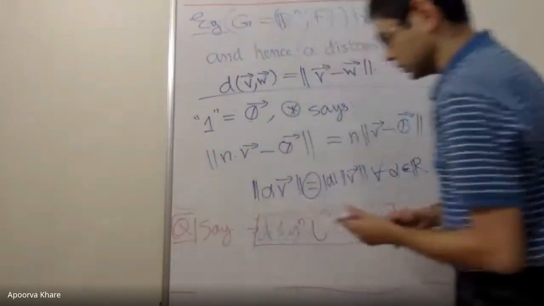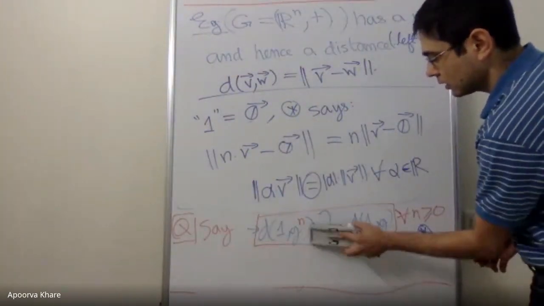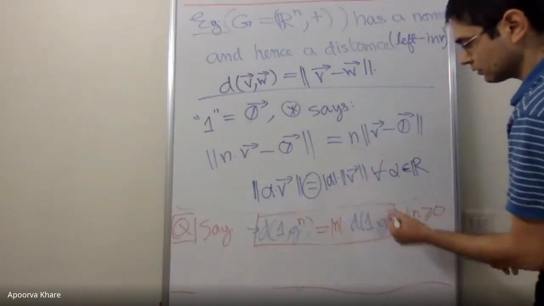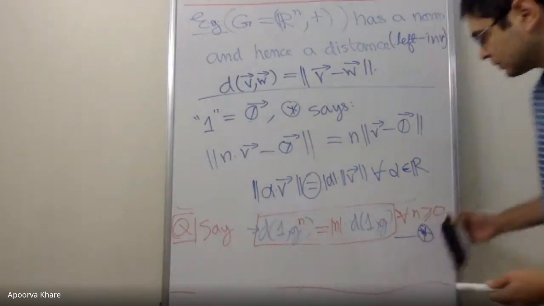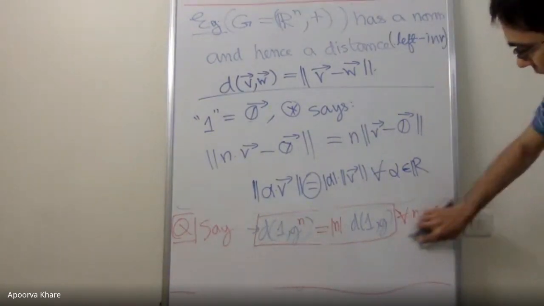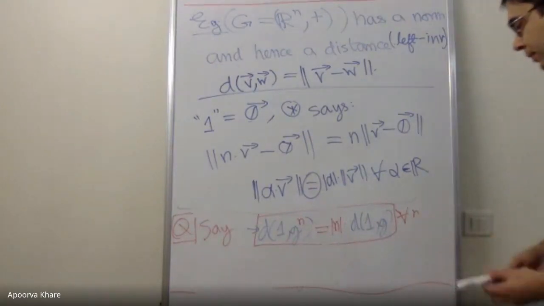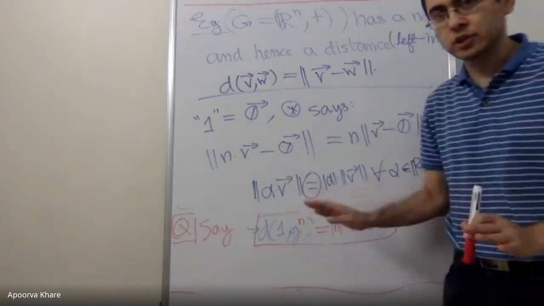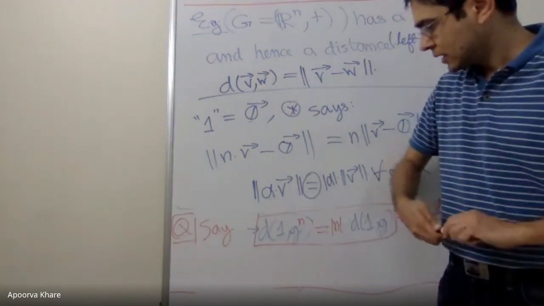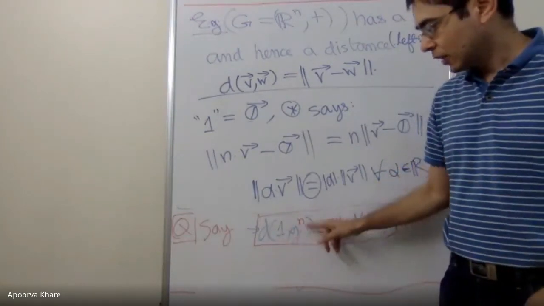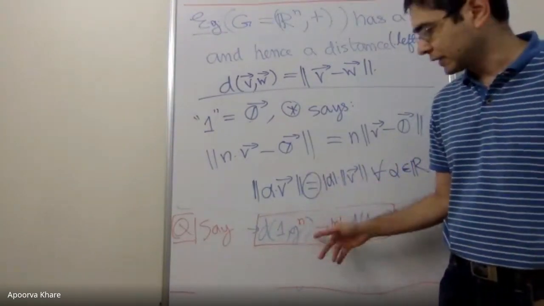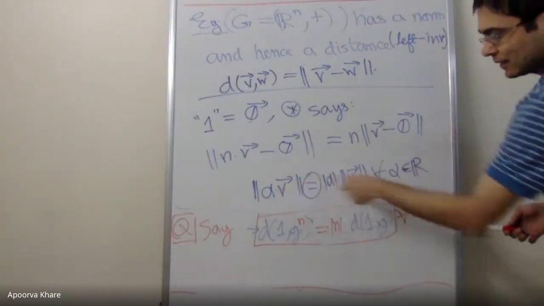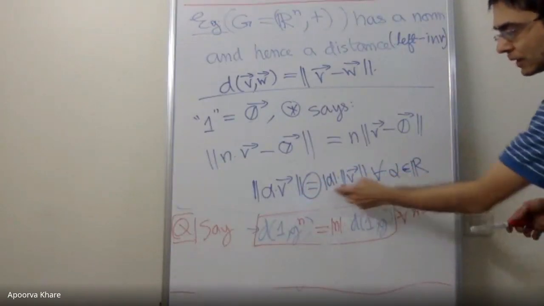Suppose this thing is equal to, let's say, mod n times the distance from 1 to g, for all n integers, not just bigger or equal to 0. Suppose I have a group with no restrictions on it. I just know that the distance from the identity to the nth power, or the nth multiple, of any element is n times the distance from the identity to 1. So this is exactly this statement for whatever scalar multiples you are allowed to take.